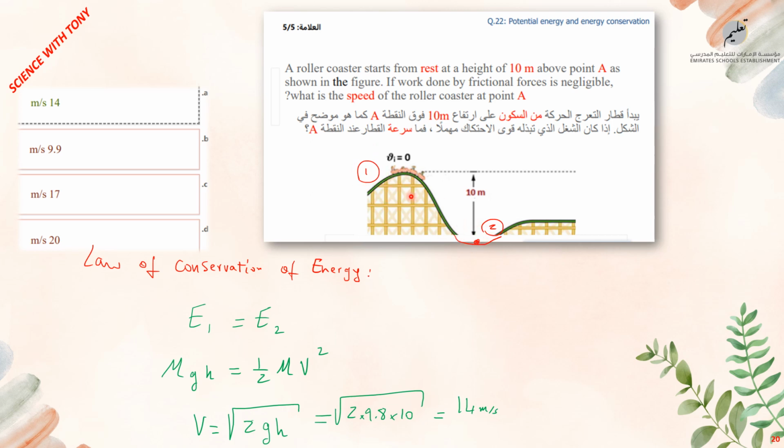In position 1, it's mgh. There is no velocity. All the energy is stored energy, gravitational potential energy. So mgh equals the energy in the second position. Here there is no height in the second position, so no potential energy. All the energy is now transformed to kinetic energy, which is half mv squared. To calculate the velocity at the second position, it equals the square root of 2gh, and the answer is 14 meters per second.